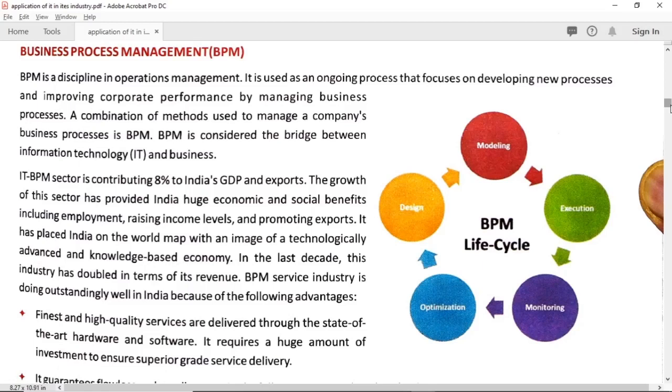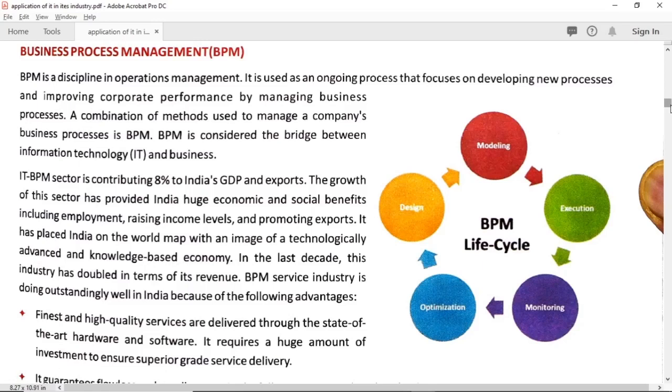But this business process management is much costlier than the other two services, because here they are following a process model or a life cycle. They study on the working of the business. They find the loopholes why the business is not growing, why it is not getting efficient profit. All these study has been done in business process management.